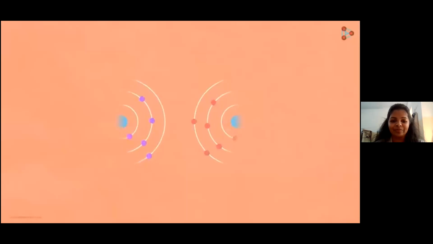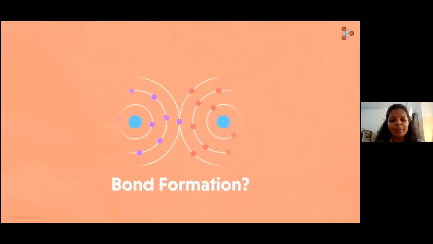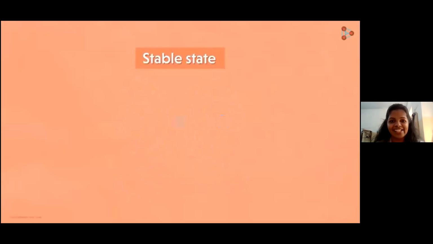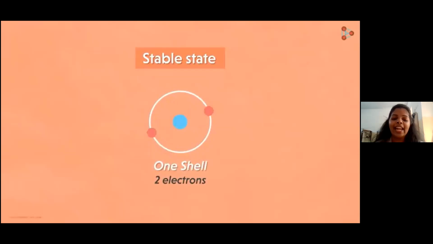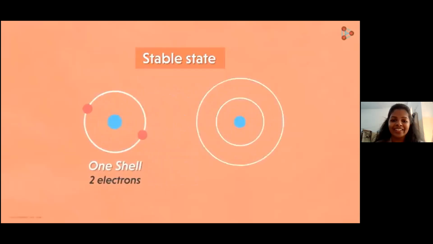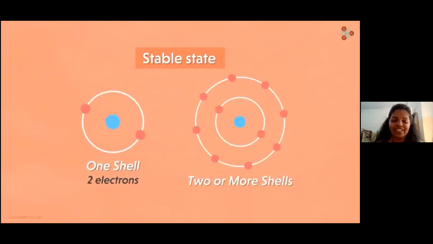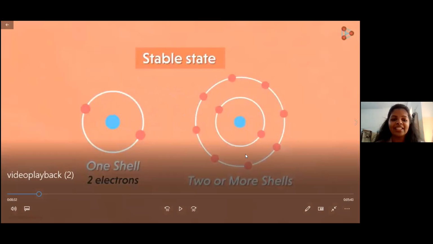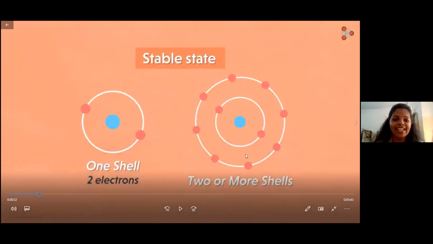What is valency? What do you mean by bond formation? When bond formation takes place, can you give me the answer? It is for attaining the stable state. That is the answer. So for attaining the stable state, the elements undergo reaction.